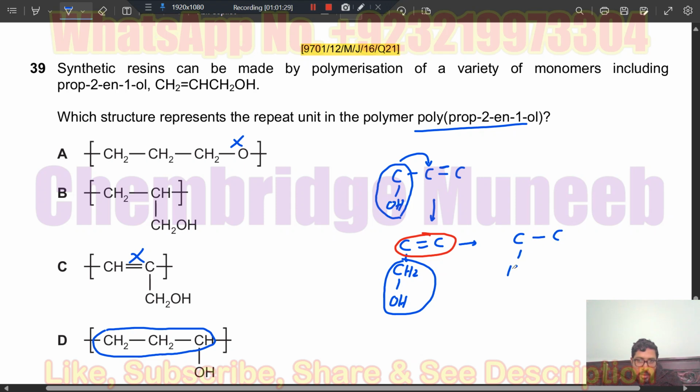It must have CH2OH, and then another monomer of this type should be linked with another compound, and we should have CH2OH. So there should be only 2 carbon atoms in the repeat unit. So this is the only option which is showing the right structure. So B is the right answer.